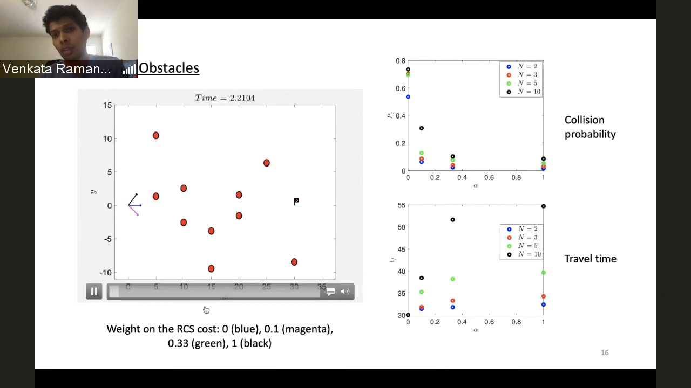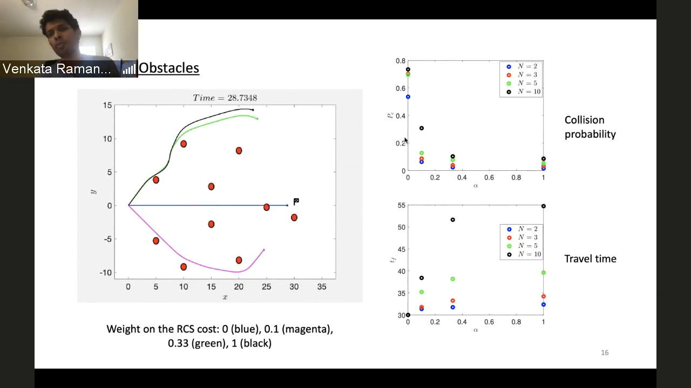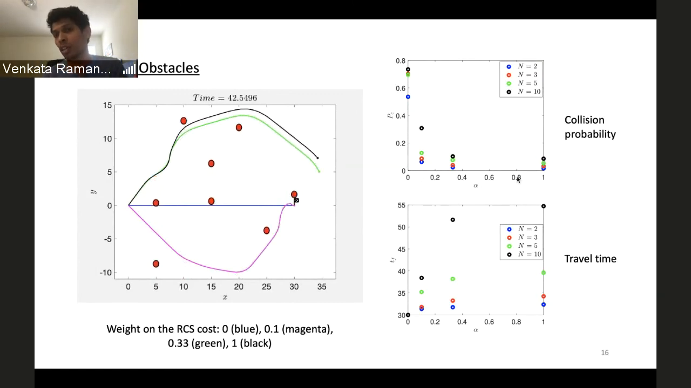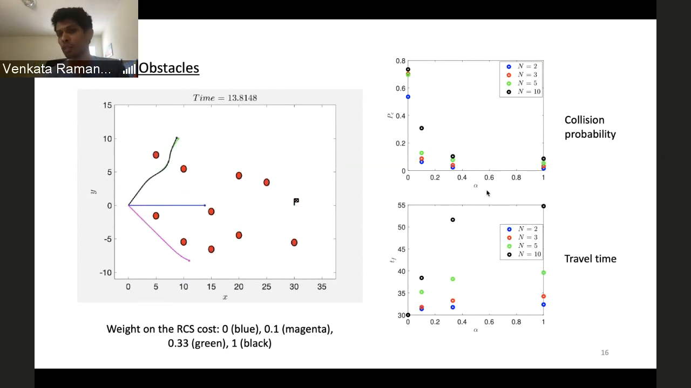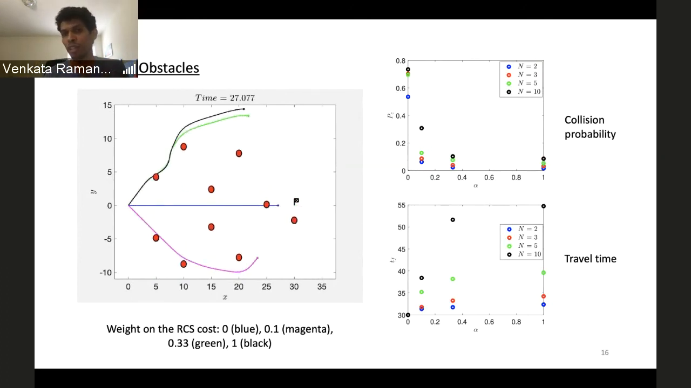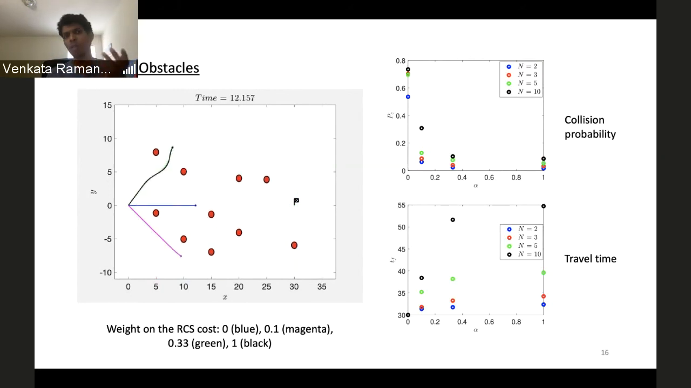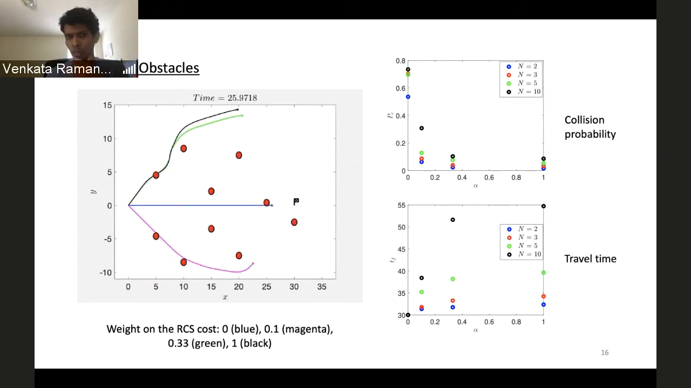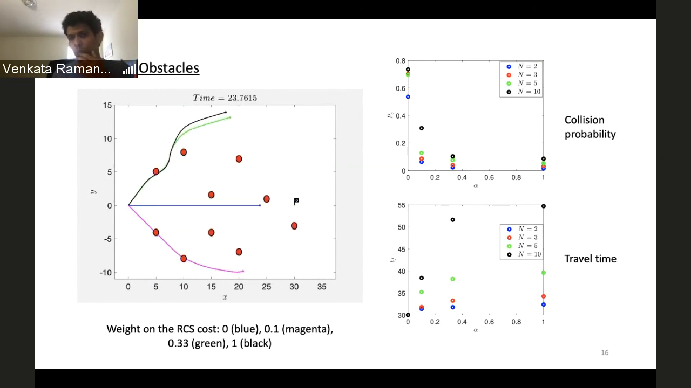So on the right, I capture the trade-off plots. Again, the right top plot essentially captures the collision probability versus weight on the RCS penalty. And you can realize that the moment I kick in alpha, which becomes non-zero, there is a sharp decrease in the collision probability with acceptable increase in travel time, which is captured in the plot below. So this is for a multiple obstacle case. We tried for different other numbers of obstacles, and the result is the same, where again you would see longer trajectories, but fewer constraint violations in all these cases.